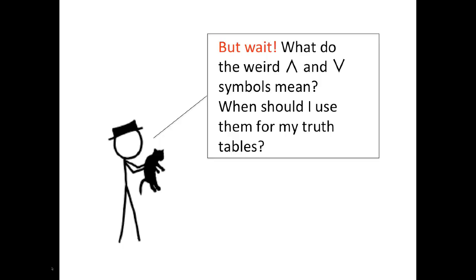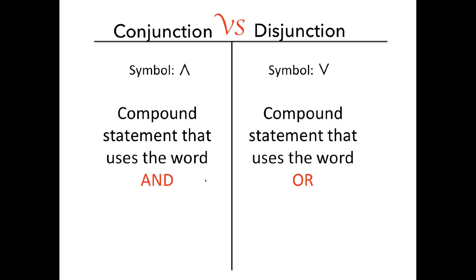But wait! What are those weird symbols? When should I use them? Those symbols symbolize conjunction versus disjunction. A conjunction is when the statement uses and. For example, if Sally brushed her teeth and went to bed, then the statement is true. The statement is true only if Sally brushed her teeth and went to bed as well.